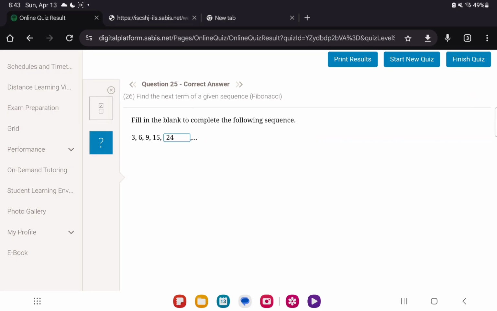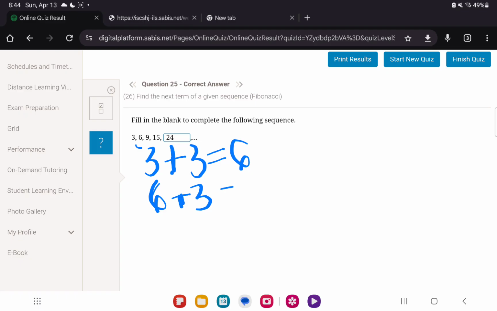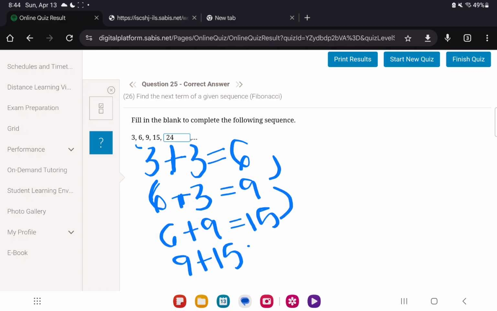This is so easy. You should all get this. I think, yeah, this is the same one I explained before, the other question. So 3 plus 3 is 6. 6 plus 3, because we used the number before it, 6 plus 3 is 9. And then 6 plus 9 equals 15. So 9 plus 15 equals 24. And that's your answer.